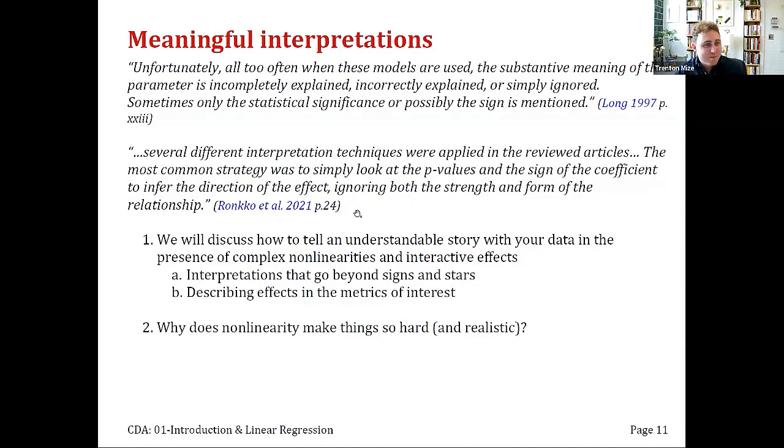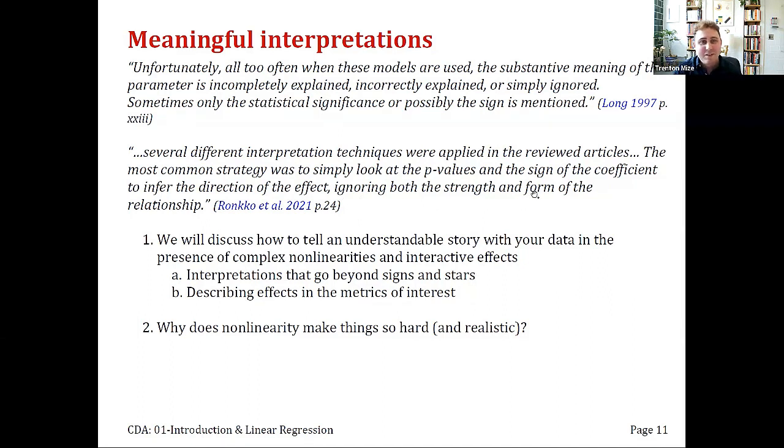from 2021. They were overviewing the type of interpretations that people did in published work with categorical models. Okay, so this is very empirical. They're actually looking at what people are doing as of 2021. And they found several different interpretation techniques were applied. The most common strategy was to simply look at the p-values and the sign of the coefficient to infer the direction of the effect, ignoring both the strength and the form of the relationship.